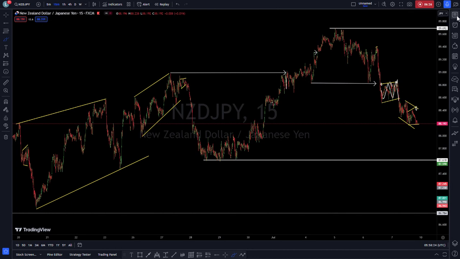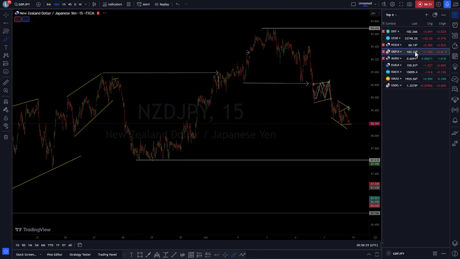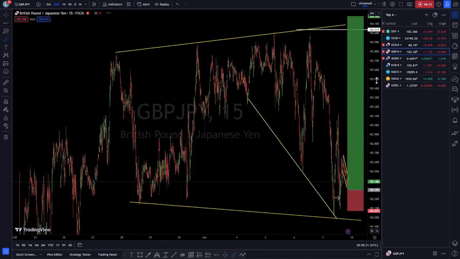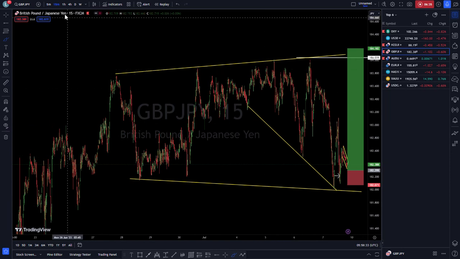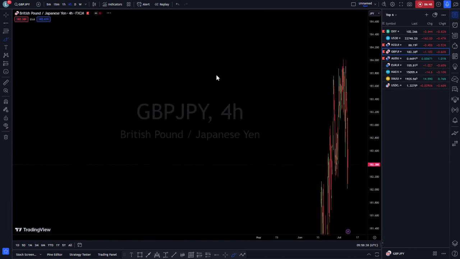So the next one I'm having here is GBPJPY. Okay, this is GBPJPY. Let's start off from the higher time frame.